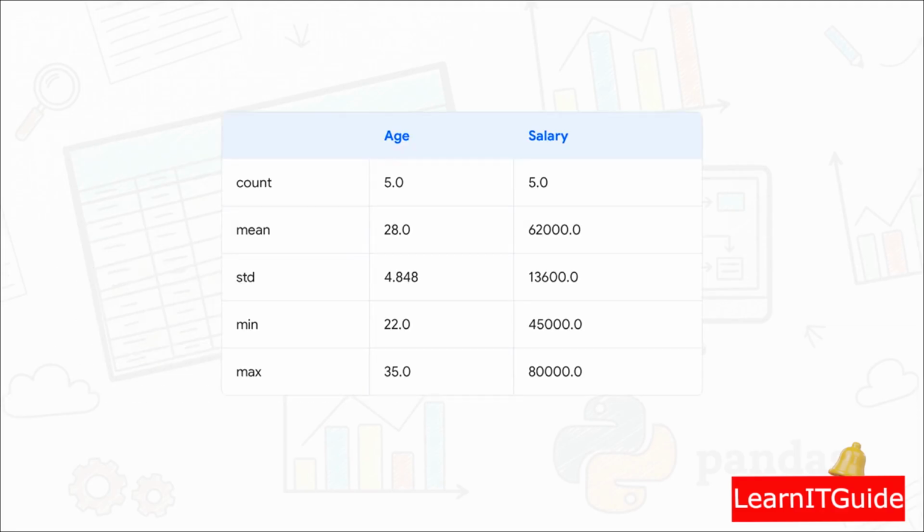Now, this is where it's really cool. That .describe() command I just mentioned, look at what it does. With just that one command, you get an instant statistical breakdown of your data. Average age? Check. Maximum salary? It's right there. This is your first stop for understanding what's actually in your data.